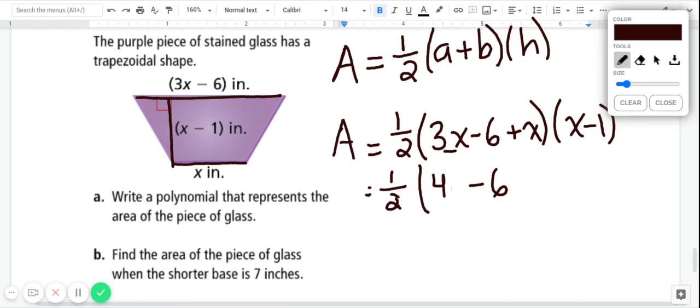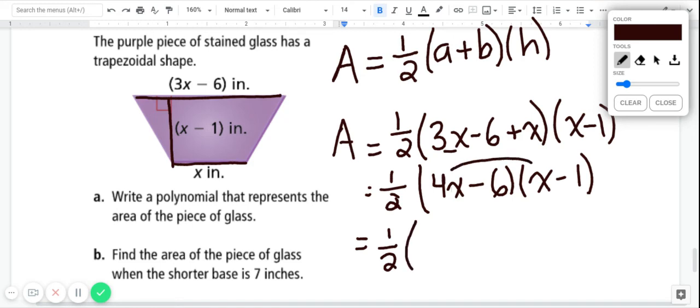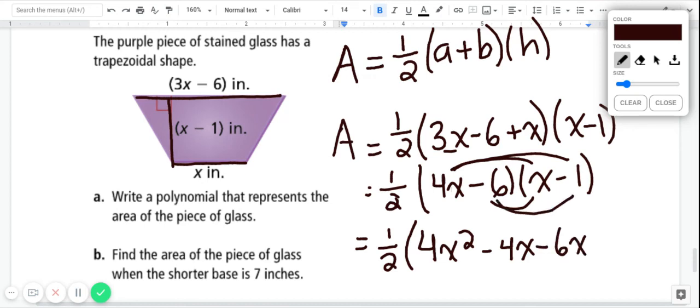My brain was getting a little bit ahead of me. It's 1/2 times (4x minus 6) times (x minus 1). Okay, now we do have a binomial, so I'm going to use FOIL for this one, just for the sake of practicing FOIL. Remember, we're taking 1/2 times this whole thing. So I'm going to take 4x times x, which is 4x squared. 4x times negative 1 is minus 4x. Negative 6 times x is minus 6x. And minus 6 times minus 1 is plus 6.